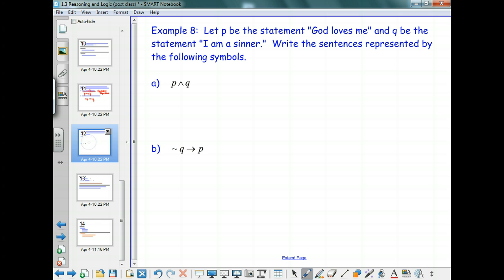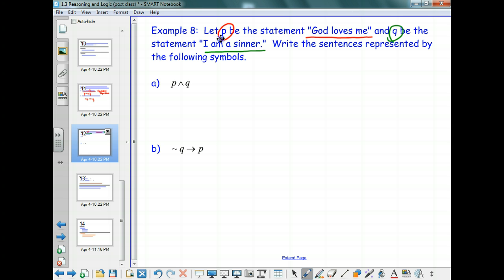All right, we're going to do another one, and we're going to go the other way around. So now we're going to take symbols and turn them into written out statements. And those symbols have meanings for them. So P is the statement, God loves me. Q is the statement, I'm a sinner. All right?